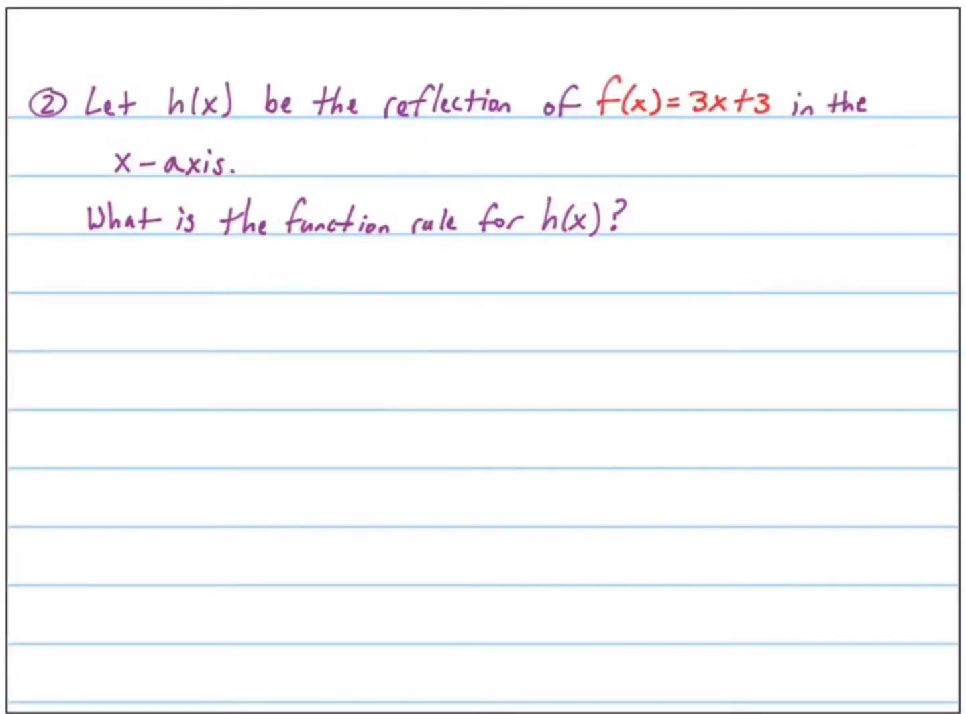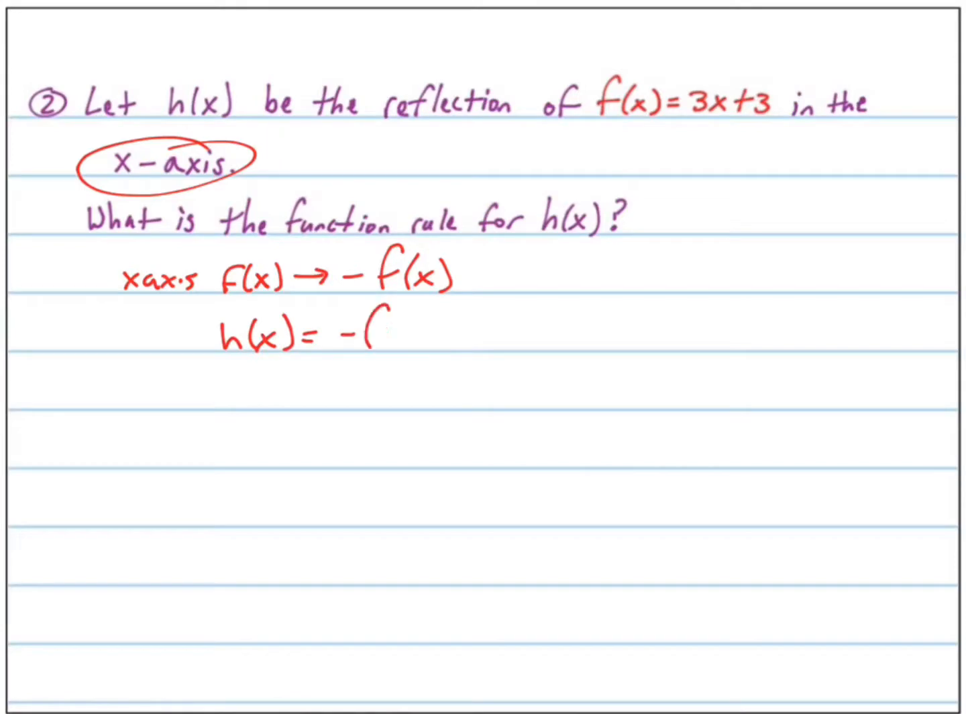All right, let h of x be a reflection of f of x equals 3x plus 3 in the x-axis. So we're reflecting over the x-axis this time. What is the function rule for h of x? So if we're going over the x-axis, remember this means that f of x would change from f of x to negative f of x, or our output, our y values, are changing. So that means in this case, h of x is equal to negative f of x.